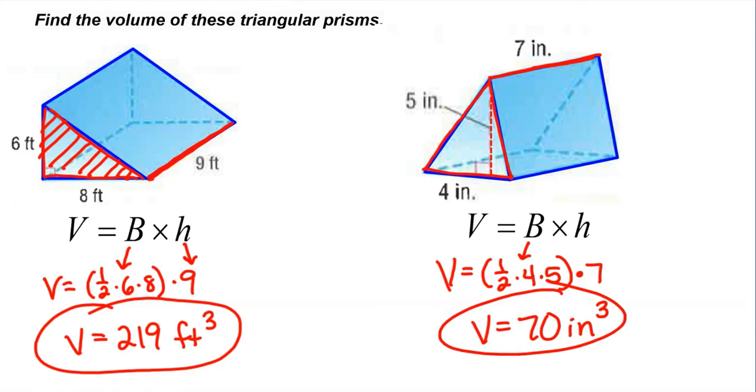So we're just going to be talking about rectangular prisms and triangular prisms in this video. But again, the general formula is always just the area of the base times the height. How many cubes fit in the bottom layer times how many layers there are.